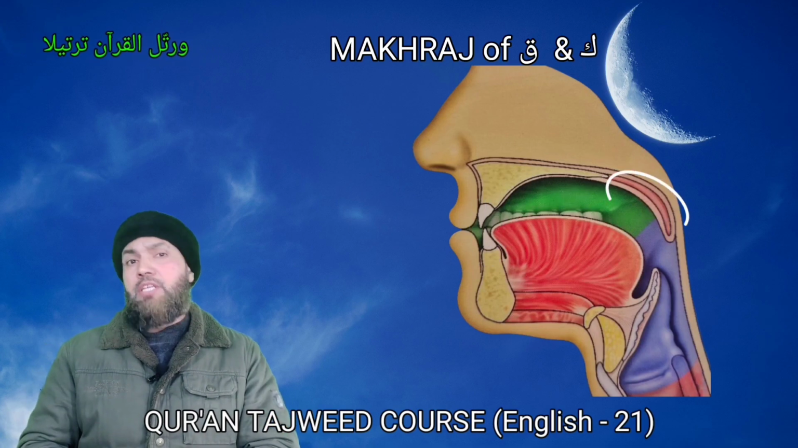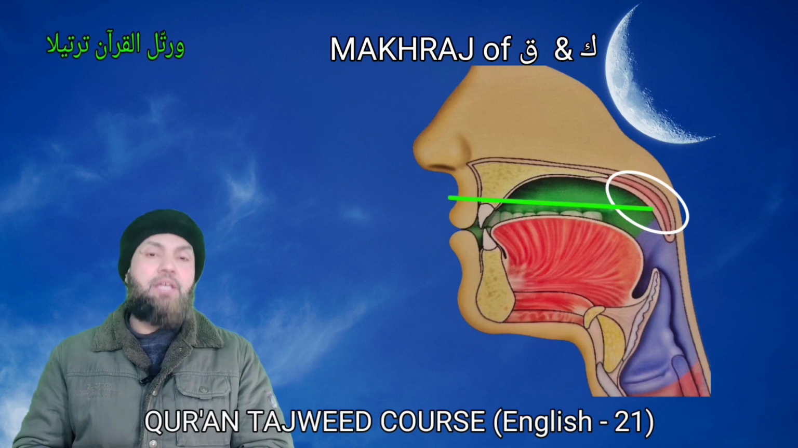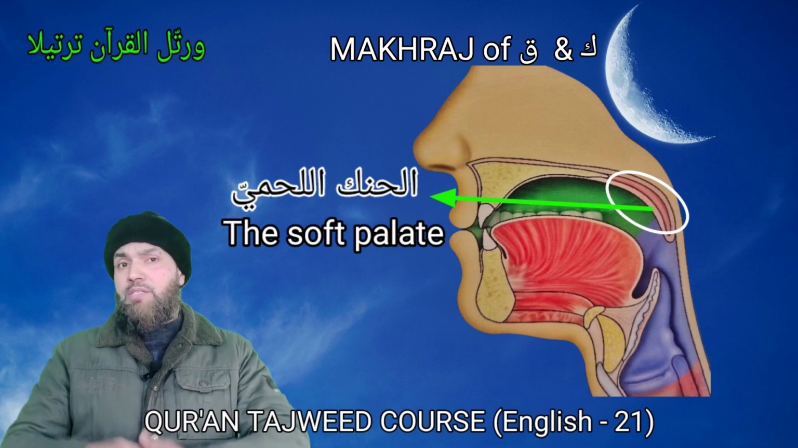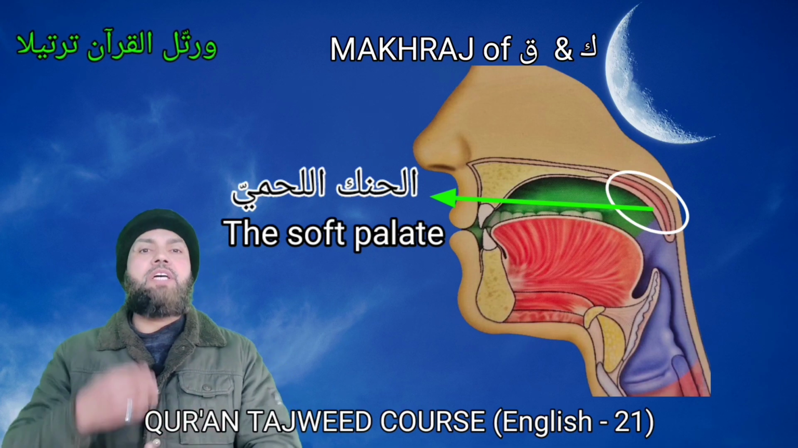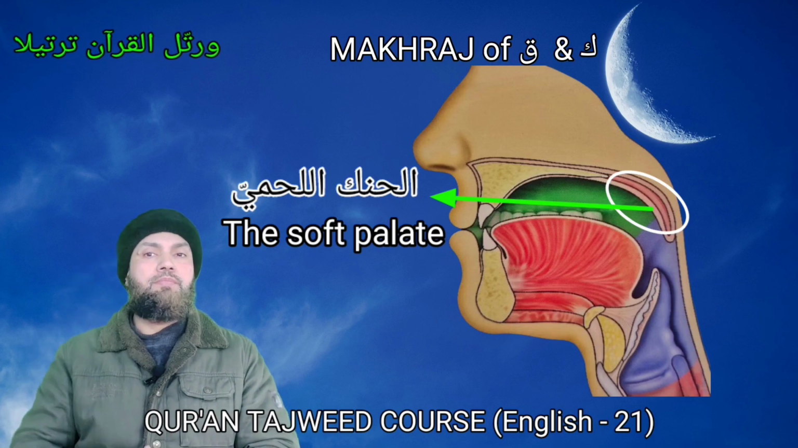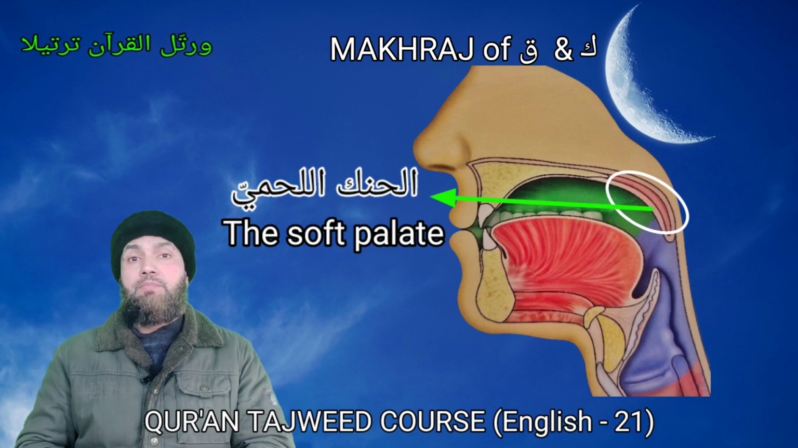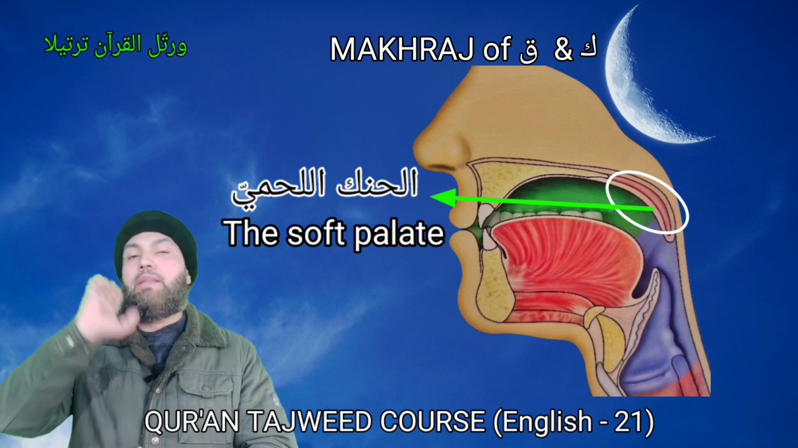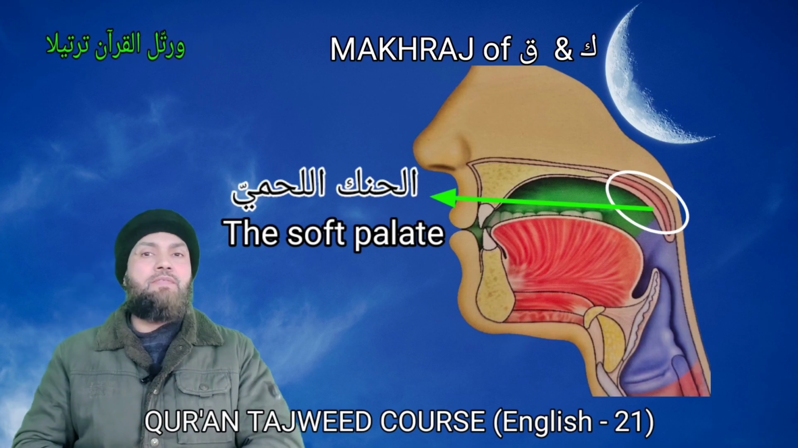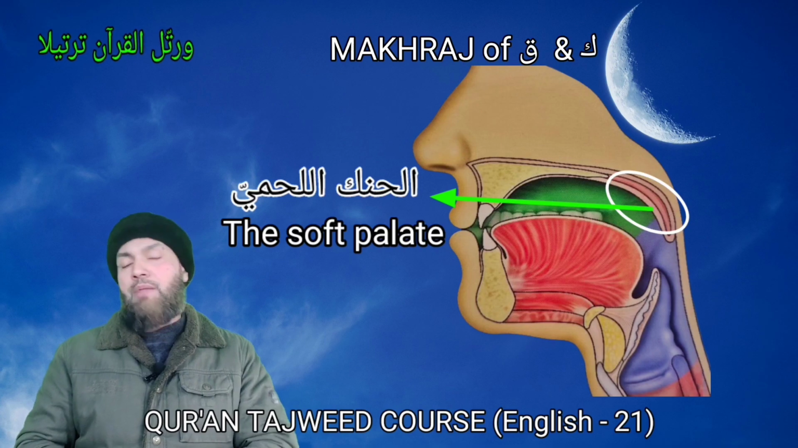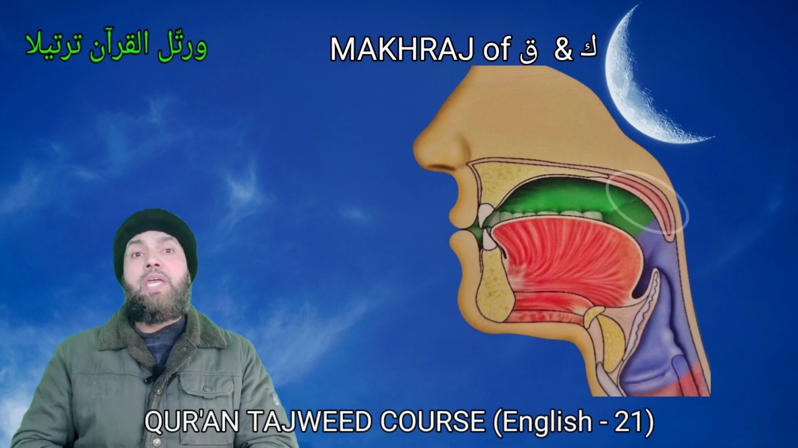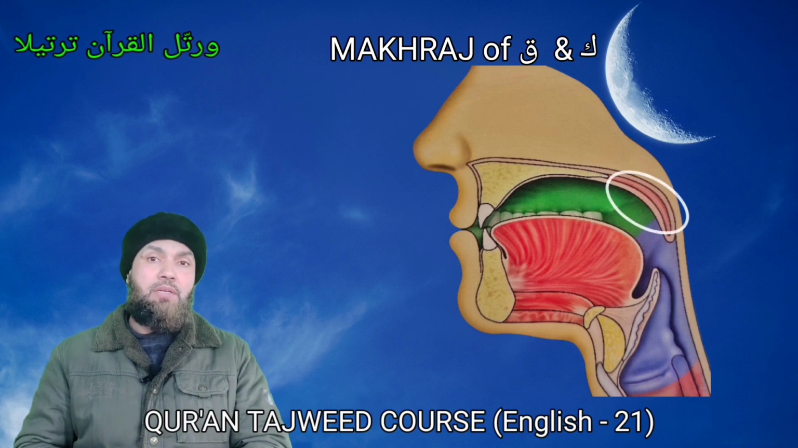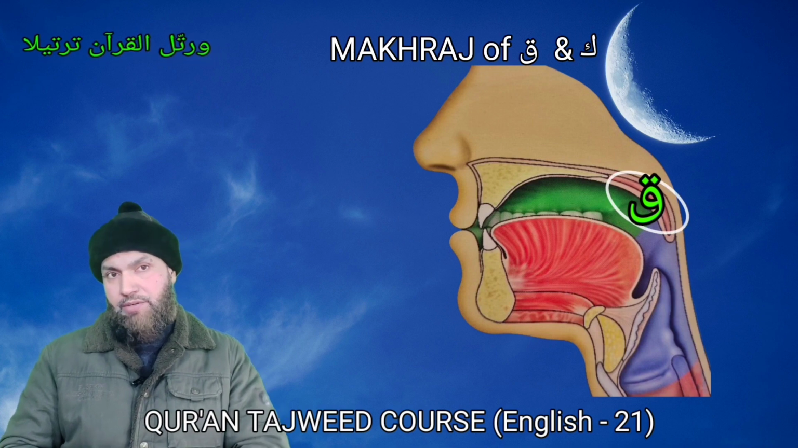Presently, the next makhraj in the sequence that we have been learning in is al-hanakul lahmi, that is the soft palate. Where is this soft palate located? It is just above the upper part of our throat. If you twist your tongue, you can feel the soft roof of your mouth at the back of your mouth. That is the soft palate, which is called al-hanakul lahmi in Arabic. Now here, from this point or from this soft palate or al-hanakul lahmi, the letter Qaf is articulated.